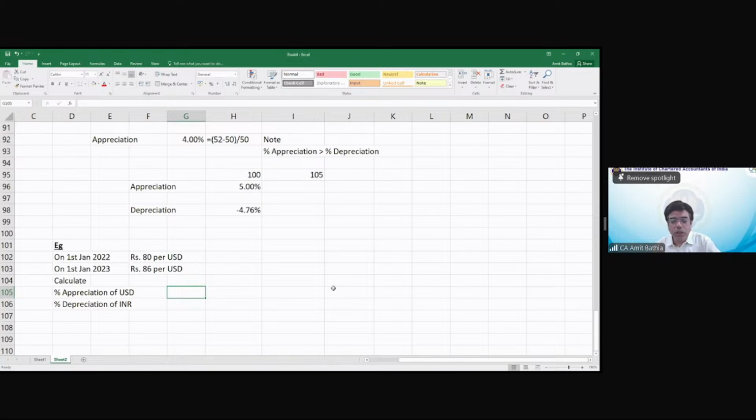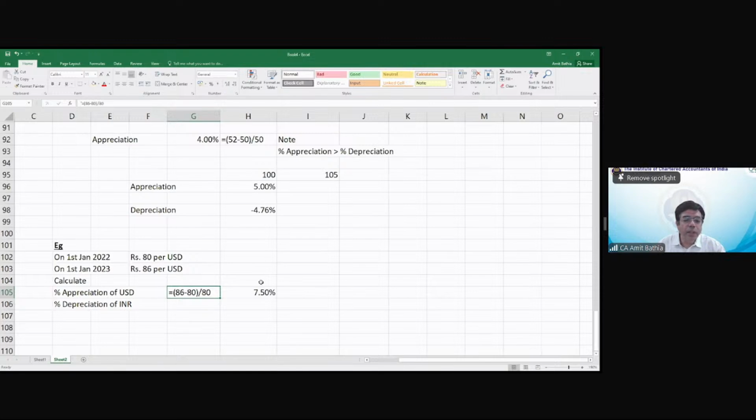Yes. Now here, appreciation in USD. So how do I go about computing it? Yes, anybody? It's going to be equal to 86 minus 80 upon 80. Am I right? Yes, sir. So that comes to 0.075 or 7.5%. Right?